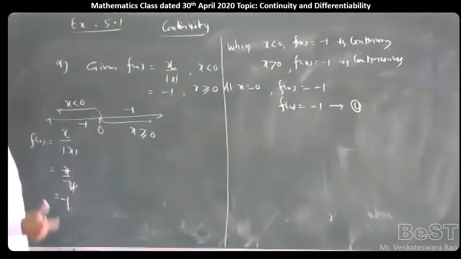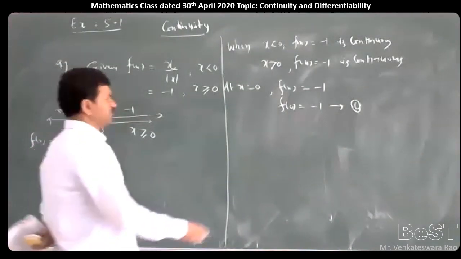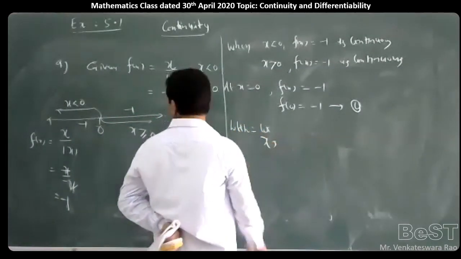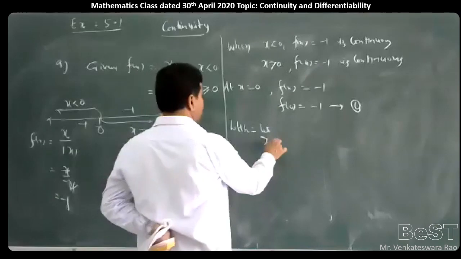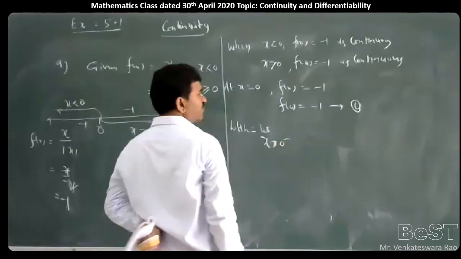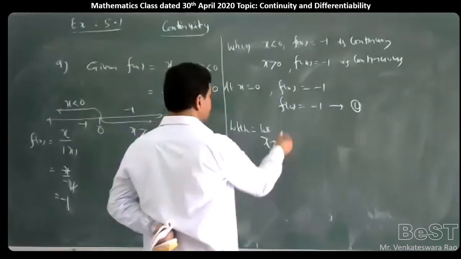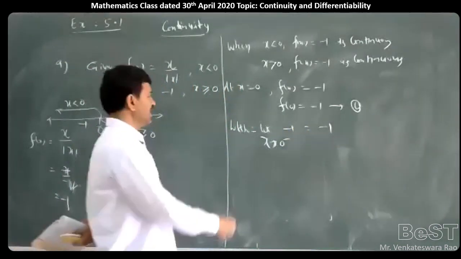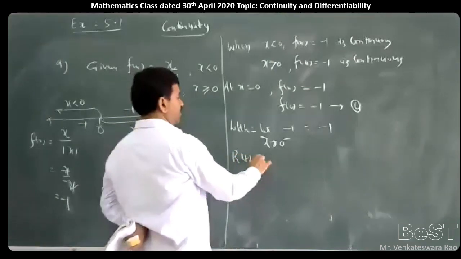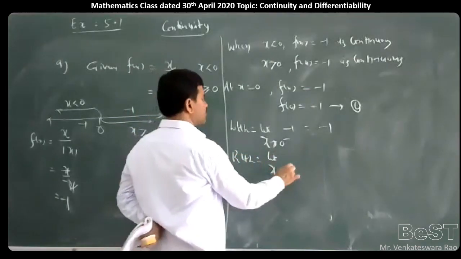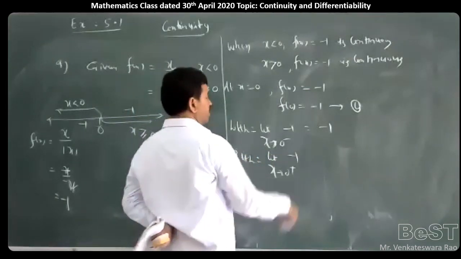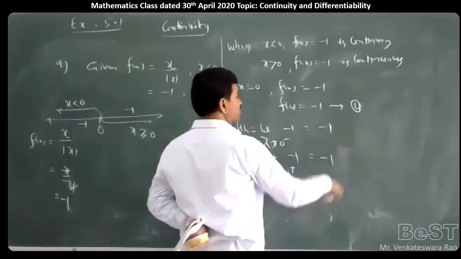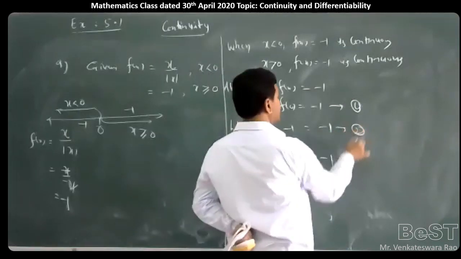Find the left limit and right limit. Left limit: x tends to 0 minus, left of 0. The function is minus 1, so it is the limit of a constant. Right limit: x tends to 0 plus. In the right neighborhood also the function is minus 1. The answer is minus 1. Let these be equations 2 and 3.